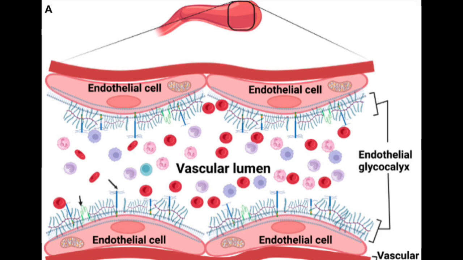So together these components give the cell membrane its unique property, enabling it to function as a dynamic and selective barrier that interacts with the cell's external environment. So this is all about the cell membrane.